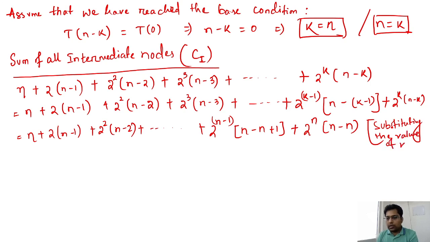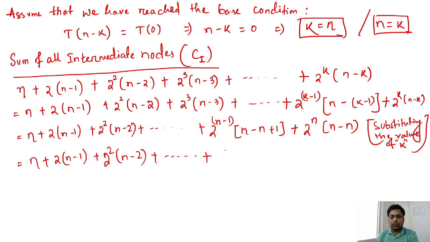Value of k. Substituting the value of k, that's why you are getting this answer. n plus n minus 1, 2 square n minus 2 plus 2 to the power n by 2. It's minus 1, so that's why I'm doing this one. Or else you're keeping this, that could be better. n minus 1. Here n got cancelled. I'm just writing 1. 2 to the power n.